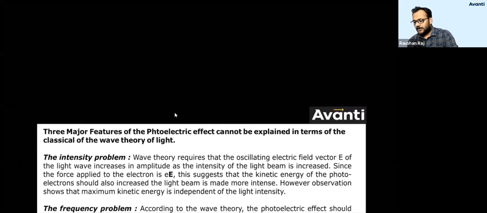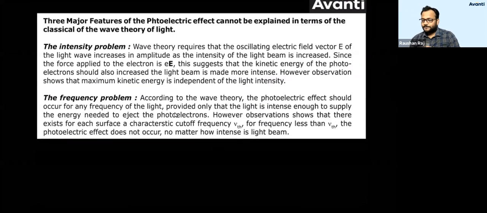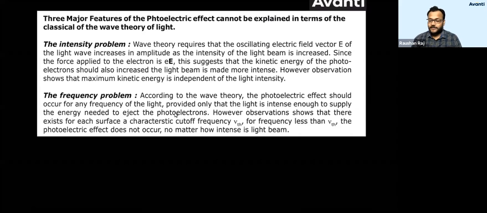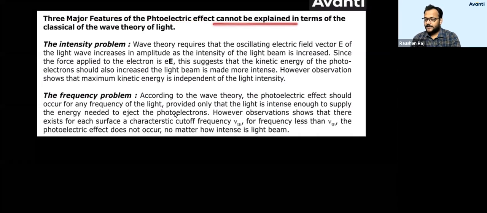चलो अच्छा. So let us talk about the problems that we have faced while explaining the photoelectric effect using the wave theory of light. There are three major features of the photoelectric effect that cannot be explained in terms of classical wave theory. वो क्या है बच्चा लोग? So the first problem was what?